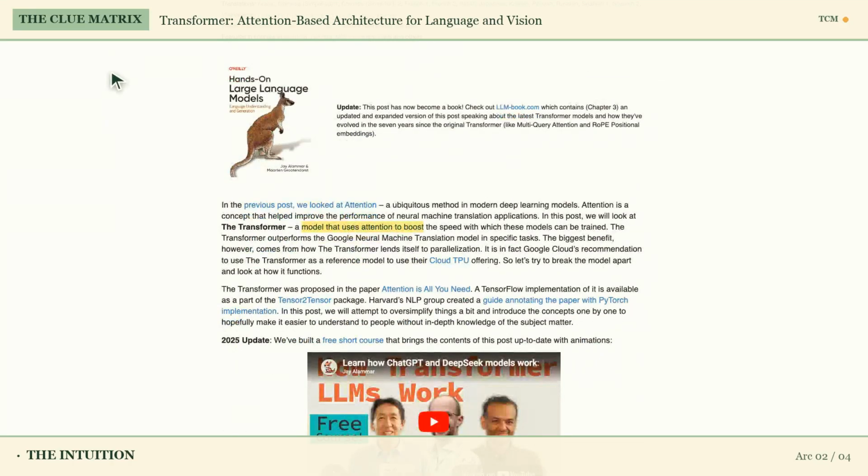We're looking at the illustrated transformer now, which does a fantastic job of demystifying the architecture. It acknowledges that attention was already around, but the transformer brought it center stage. So it's not a brand new concept, but its exclusive use was new. Exactly. The big benefit, as this post highlights, comes from how the transformer lends itself to parallelization.